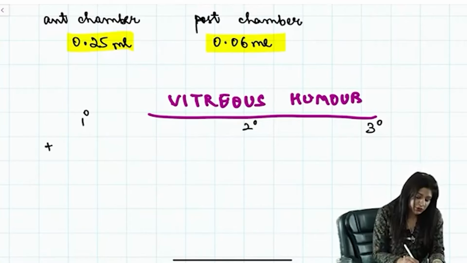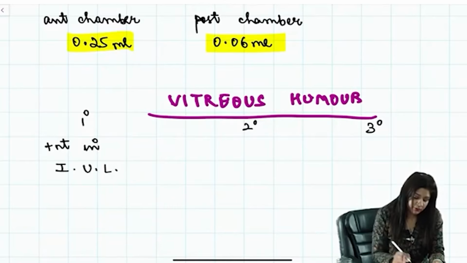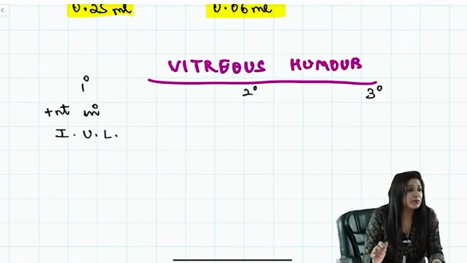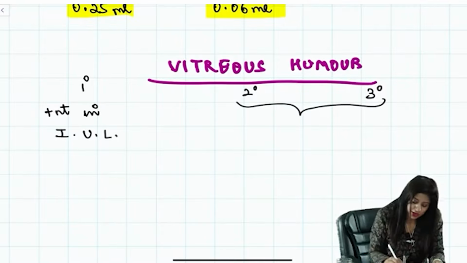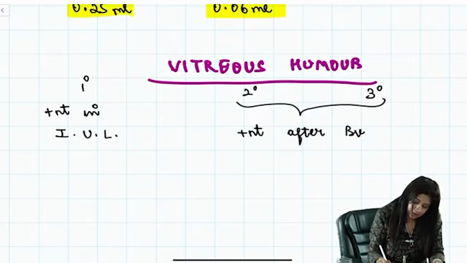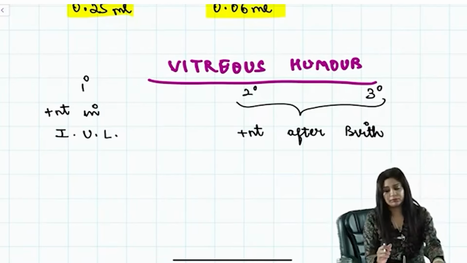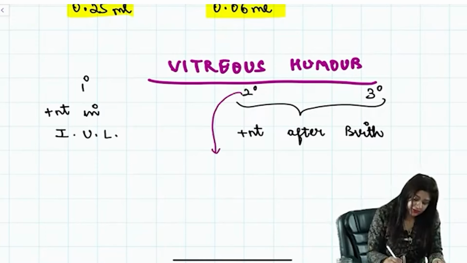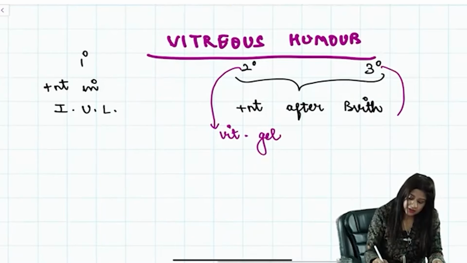Primary is the one which is present in the intrauterine life. Intrauterine life means before birth. The vitreous which is present in the babies before the time of birth is primary, and secondary and tertiary are present after the birth. Now what is secondary? Secondary is the vitreous gel and tertiary is the ciliary zonules.